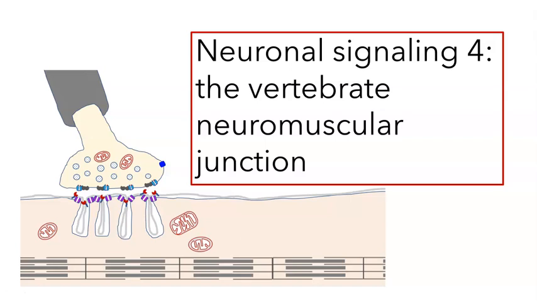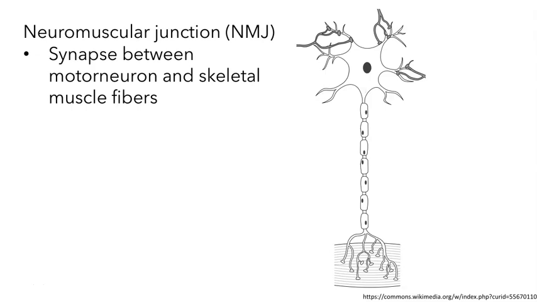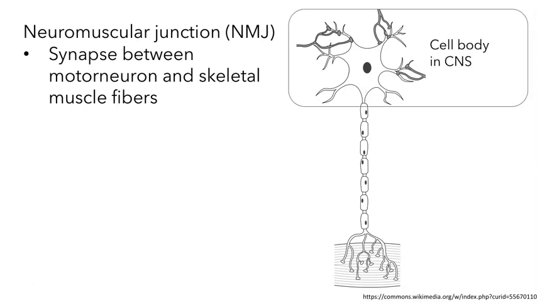In this video, we're going to look at the vertebrate neuromuscular junction. As the name suggests, the neuromuscular junction is the synapse that occurs between the motor neuron and the skeletal muscle fibers. In vertebrates, the cell body of the motor neuron lies in the central nervous system. It can lie either in the spinal cord or in the brainstem.